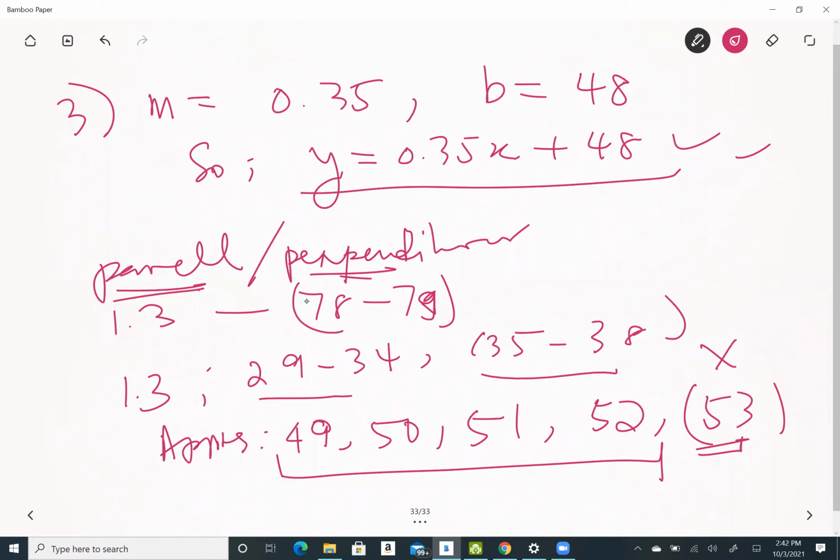Now, I would like you to do one question. Do it now. Question number 35. You are given the 2 points. I want you to find the equation of the linear function. Can you do it now? Spend about 2 or 3 minutes, or 4 or 5 minutes.